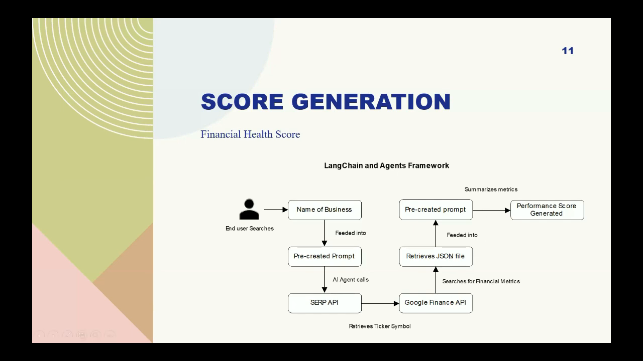Then there is a JSON format file which is received, which is again fed into another prompt, which says that using this data, you create an understanding about the performance of the company, and that understanding or the summary that it creates is passed on to yet another prompt. There are 3 or 4 different prompts linked together, and the last prompt will generate the score that we saw earlier in the example.